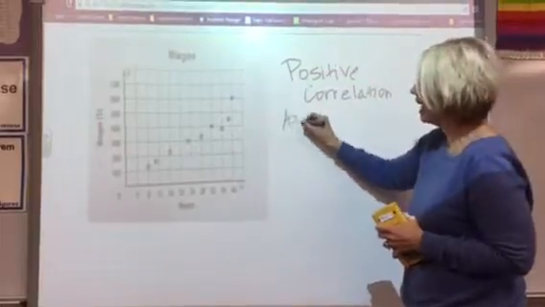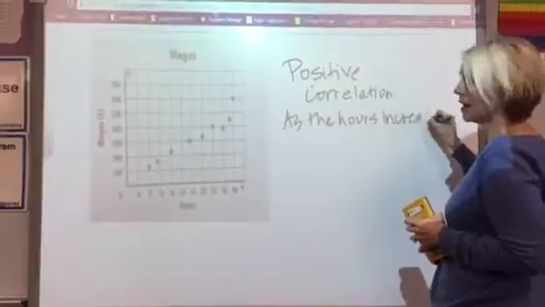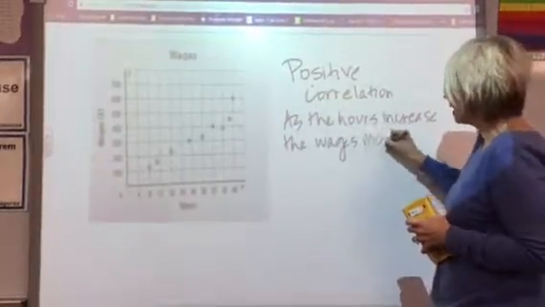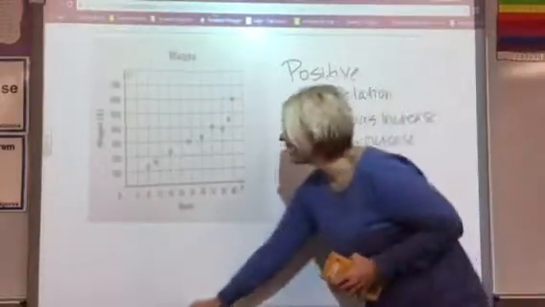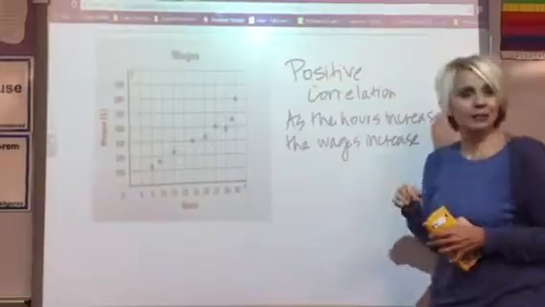So I'm going to say, as the hours increase, the wages increase. So the only time you would not, on your assignment, have to describe is if it's a no correlation. So you try the example in your notes.